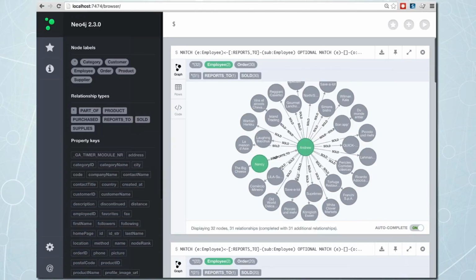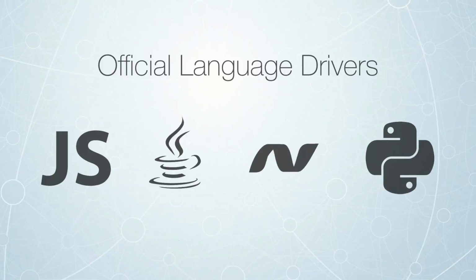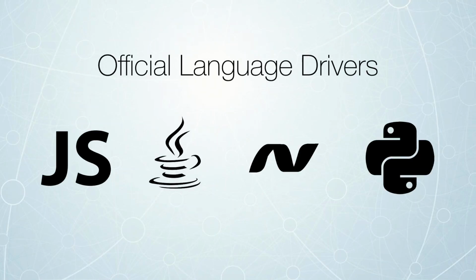Some folks end up using us for analysis and just end up using the browser tool. But for most folks, the reason they're using Neo4j isn't to use the browser to navigate the graph, it's to write application code, which then uses the graph. So to write that application code, we have drivers in a variety of different languages. We recently launched these official language drivers in JavaScript, Java, .NET, and Python.